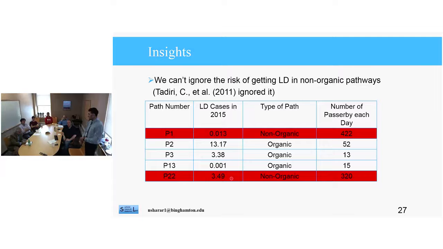The other insight that we got goes against the literature, where researchers suggest that the risk of getting Lyme disease on non-organic pathways, such as concrete pathways, is nothing and we can ignore it. But we realized that in path 1 and path 22, we got almost 4 LD cases, which is very significant. Although that number is not significant compared to organic pathways, still getting 4 Lyme disease cases is very bad for the campus. Right.